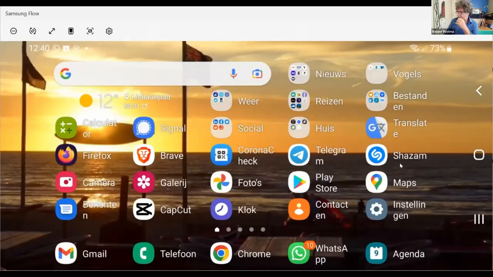Then, I want to say a few things about, give me one second, because I have so many screens I'm sharing at this moment that I lost a little bit of track of it. So I'm going to share the screen of my phone with you. So, you see my phone now.